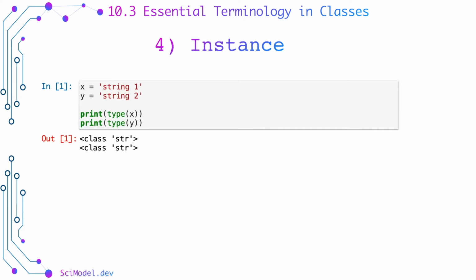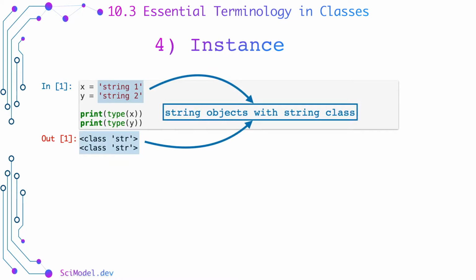An instance is an individual object that belongs to a certain class. For example, string 1 and string 2 are two instances of the string class, each of which has a unique value. Instances are synonymous with objects, so you can say string 1 is an instance of the type string, or you can say string 1 is a string object.